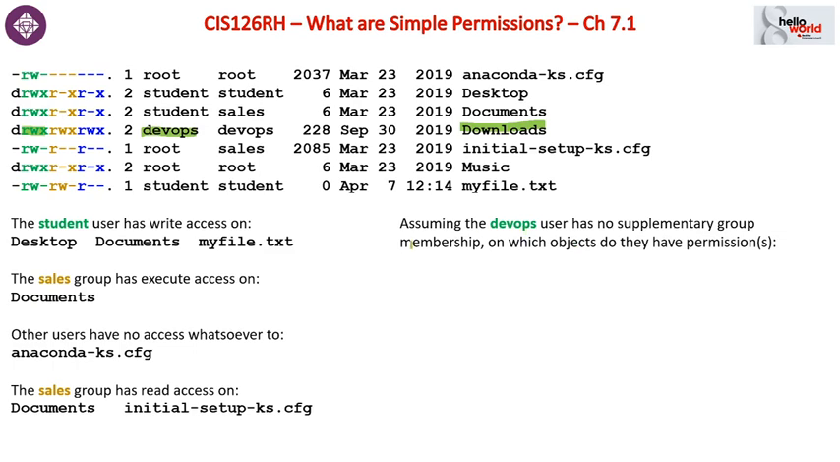If DevOps is not the user owner and DevOps is not a member of any of these groups, DevOps still belongs to others. They do. So look, there's permissions here, here, here, here, here, but not here. Because it says on which objects do they have permissions, they don't have any permissions whatsoever. It didn't specify anything. So the answer is actually DevOps has some kind of access or another to everything but anaconda-ks.cfg.